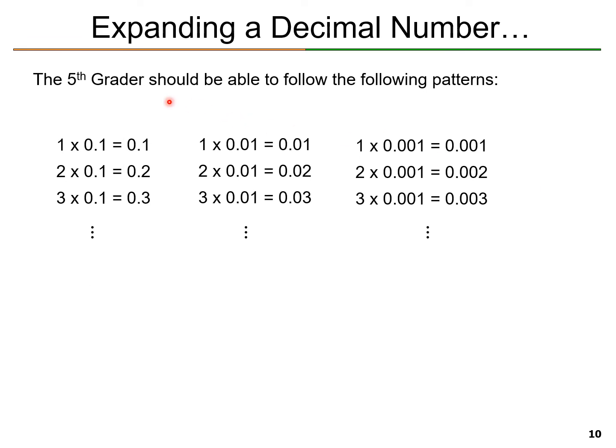So the fifth grader should be able to follow these patterns. 1 times 0.1 is 0.1. 2 times 0.1 is 0.2. 3 times 0.1 is 0.3, and so on. 1 times 0.01 is 0.01. 2 times 0.01 is 0.02. 3 times 0.01 is 0.03, and so on. So, for example, 3 times 0.001 is 0.003. 2 times 0.001 is 0.002.